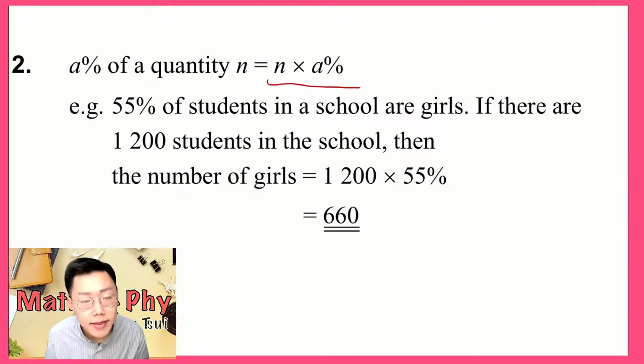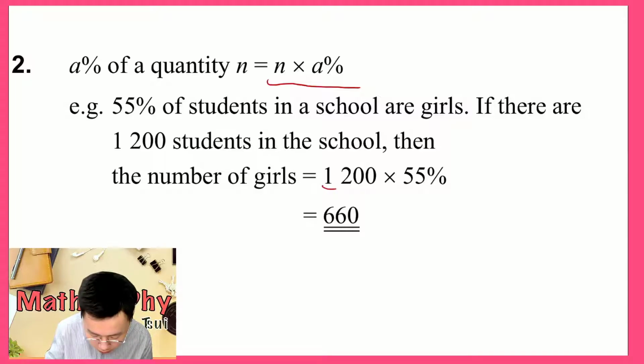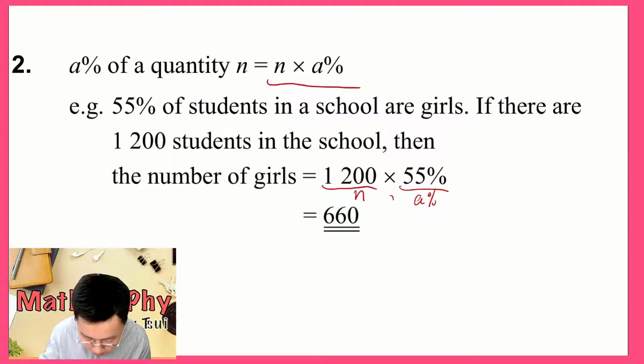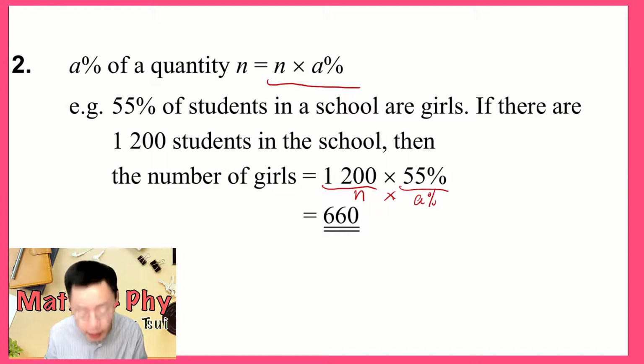If there are 1,200 students in the school, then we can use this method. 1,200 is the n, and then times 55%. So n times r% equals 660. This is how we know the number of girls, because 1,200 is the total number of students in this school, and 55% are girls. So 660 is the number of girls in this school.